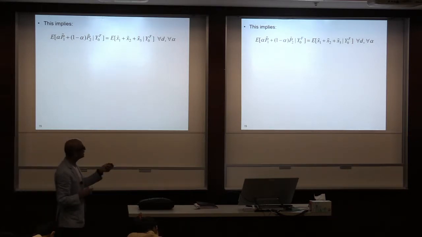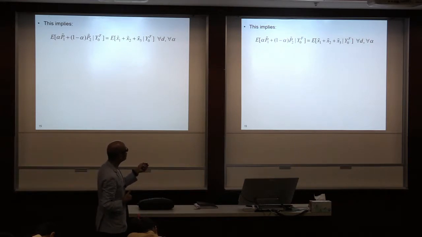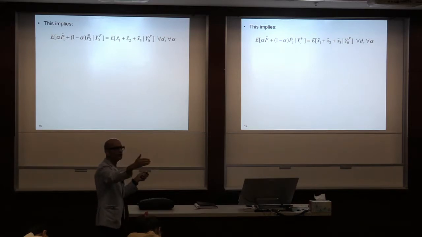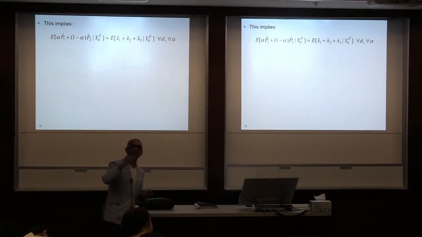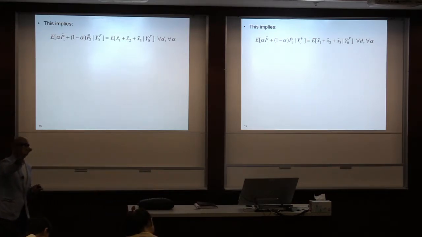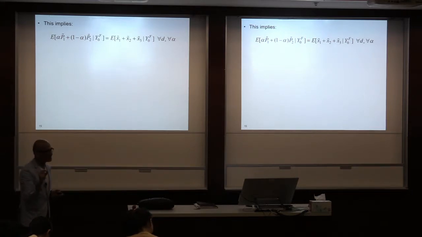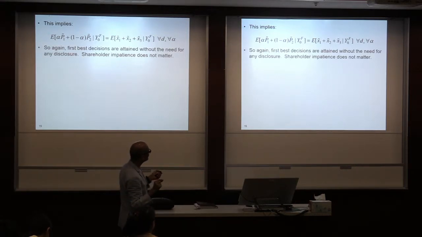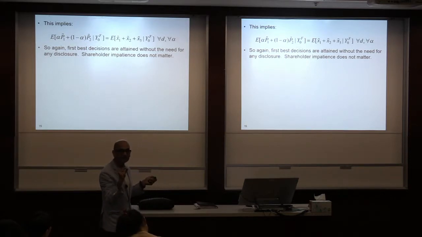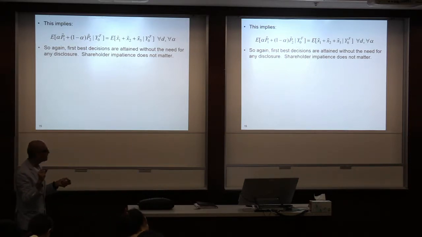By myopia, I mean that even if the manager cares only about the date one price, even if alpha is 1, it doesn't matter. Prices are forward-looking. When you make a decision, you essentially maximize price as if you were maximizing terminal cash flows. So again, first best decisions are attained without the need for any disclosure. Impatience doesn't matter. By impatience here I mean that what alpha is doesn't matter.